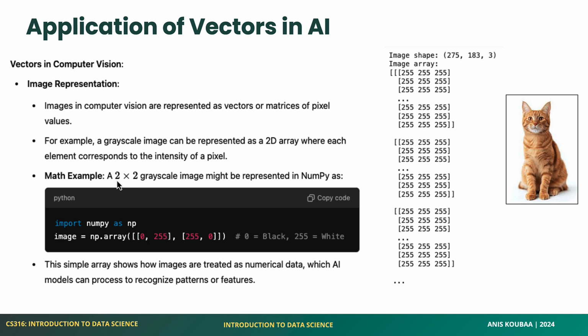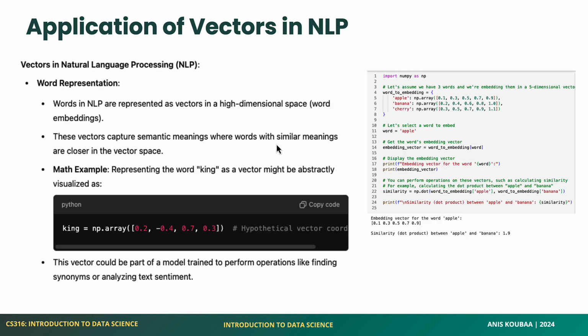Okay, and this is a simple example of 2 by 2 pixels. I can create a pixel where this is black, this is white, and this is black. So we also use vectors, NumPy arrays, in natural language processing.